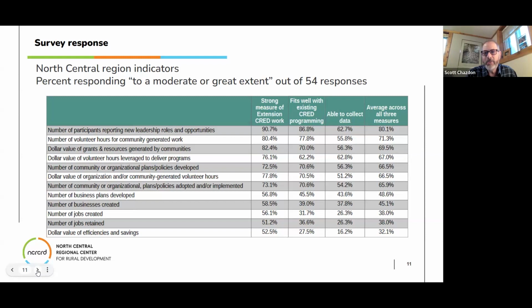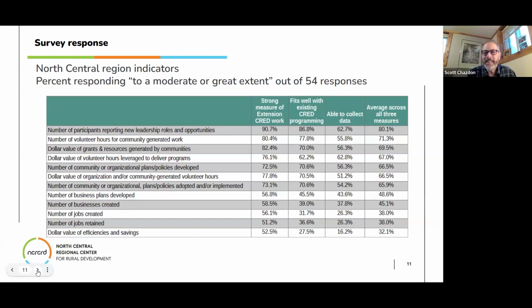As a strong measure, a lot of them are pretty strong measures, or at least people felt they were. And in terms of fitting well with CRED programming, still pretty strong, except when you get down to the number of business plans and the number of businesses, where the support for those indicators gets a lot lower. And then the ability to collect data is really interesting. None of the states felt terribly strong about their ability to collect the data for these indicators.